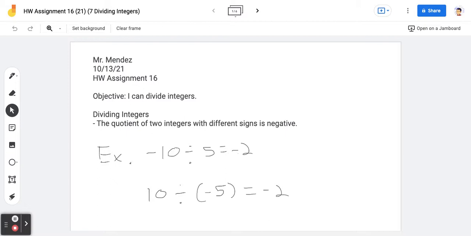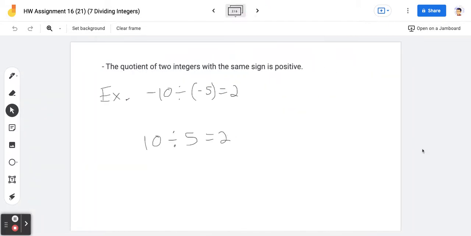So the rules that work with multiplying are the same rules that we're going to use for dividing. When we divide integers, the quotient of two integers with different signs is negative. So for example, negative 10 divided by 5 is negative 2. 10 divided by negative 5 is negative 2. Same rules as with multiplication. Okay, so multiplication and division, same rules.